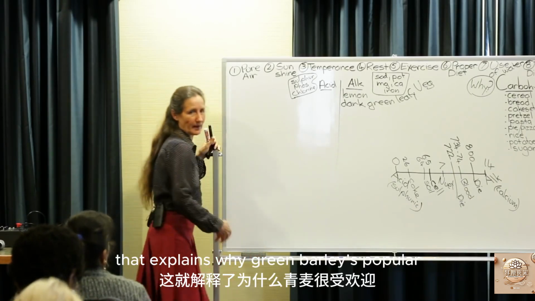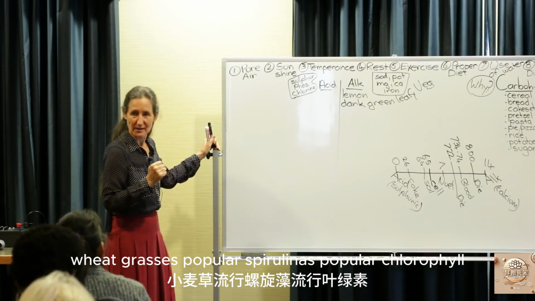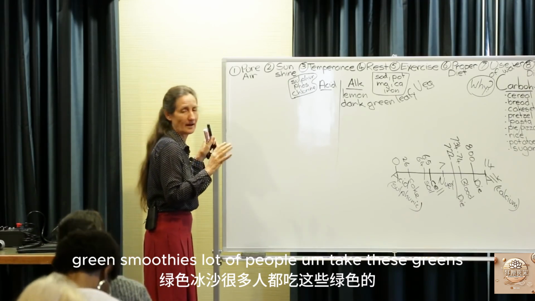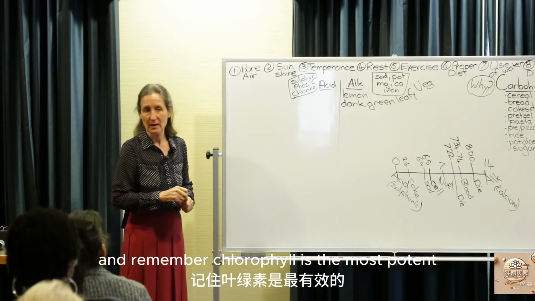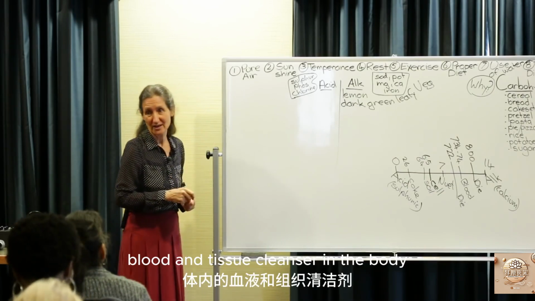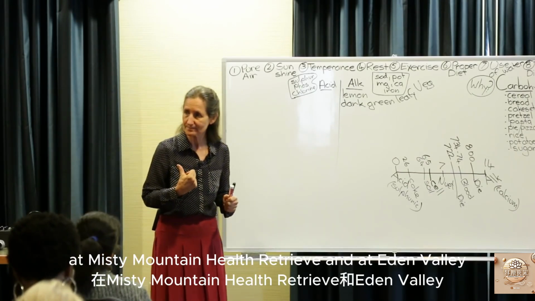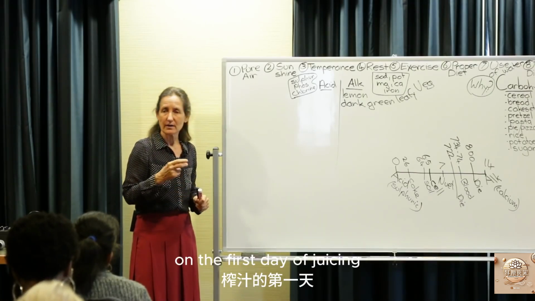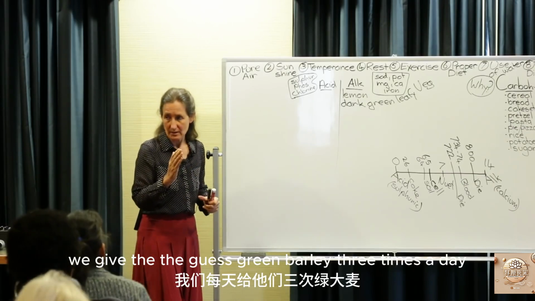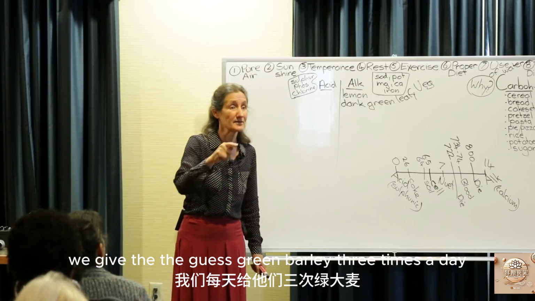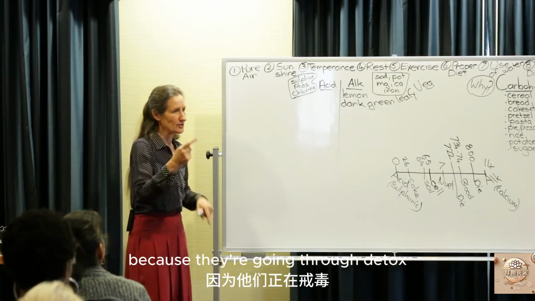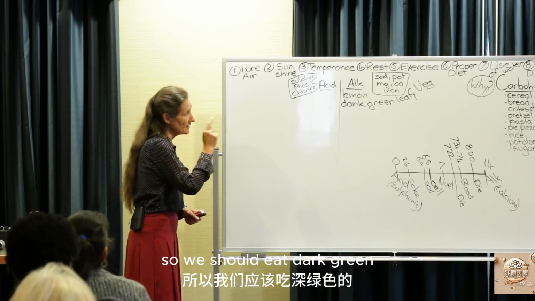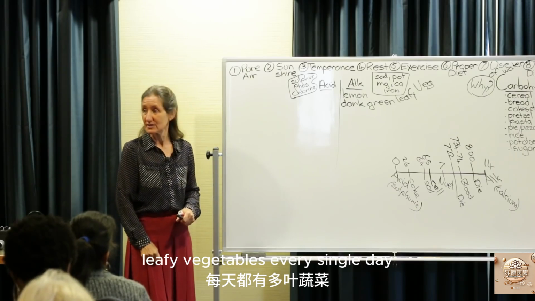That explains why green barley is popular, wheatgrass is popular, spirulina is popular, chlorophyll, green smoothies. A lot of people take these greens. And remember, chlorophyll is the most potent blood and tissue cleanser in the body. At Misty Mountain Health Retreat and at Eden Valley, where we also run our programs, on the first day of juicing, we give the guests green barley 3 times a day, because they're going through a detox and it can mop up a lot of the poisons coming out of the body. So we should eat dark green leafy vegetables every single day.